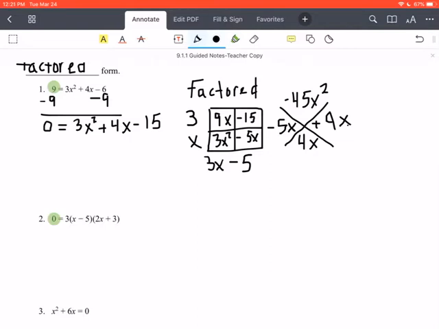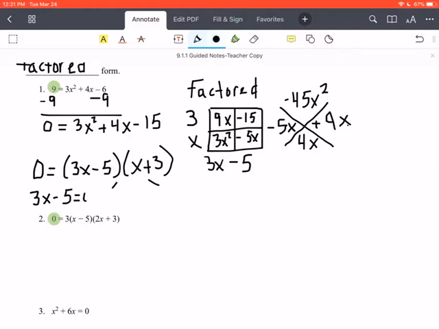So now if we rewrite the equation in factored form, we have 3x minus 5 times x plus 3. And now it is time for our mini equations. So what are our mini equations going to be? We are going to have 3x minus 5 equals 0, and our other mini equation is going to be x plus 3 equals 0. So then these are one- to two-step equations.